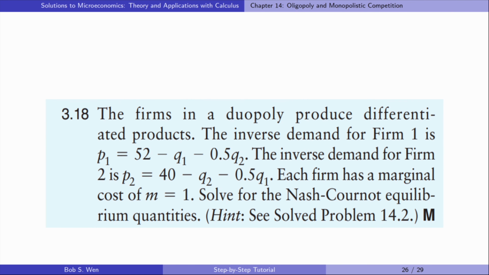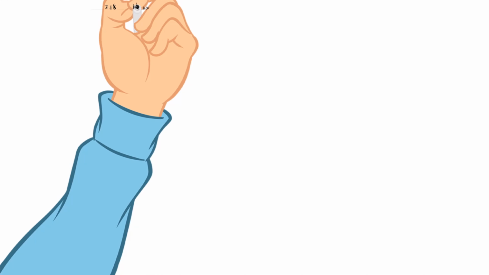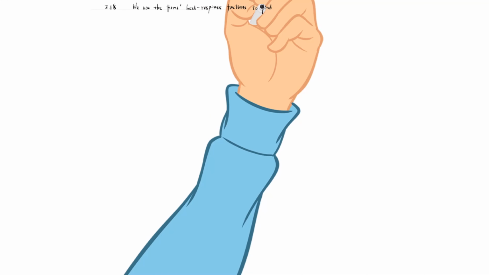Let's solve exercise 3.18. The firms in a duopoly produce differentiated products. We know the firm's residual inverse demand function. Each firm has a marginal cost of 1. Solve for the Nash-Cournot equilibrium quantities. We use the firm's best response functions to find the Nash-Cournot equilibrium.